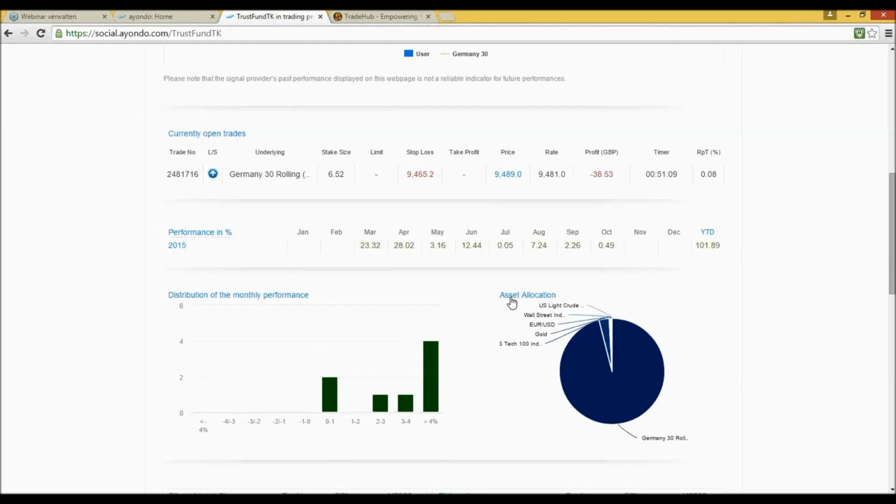Next to that, you've got an asset allocation. This is just a pie chart showing where he tends to invest his trades, and we can see the bulk of his trades are in the Germany 30 rolling, and that's the one that he's got open at the moment. If you hover over the title of the index here, you can see that he's had 891 trades in the German DAX, compared to something like gold, where he's only had 3 trades, which represent 0.3%. So it's a slightly diverse portfolio, and he does trade other products other than the German DAX.